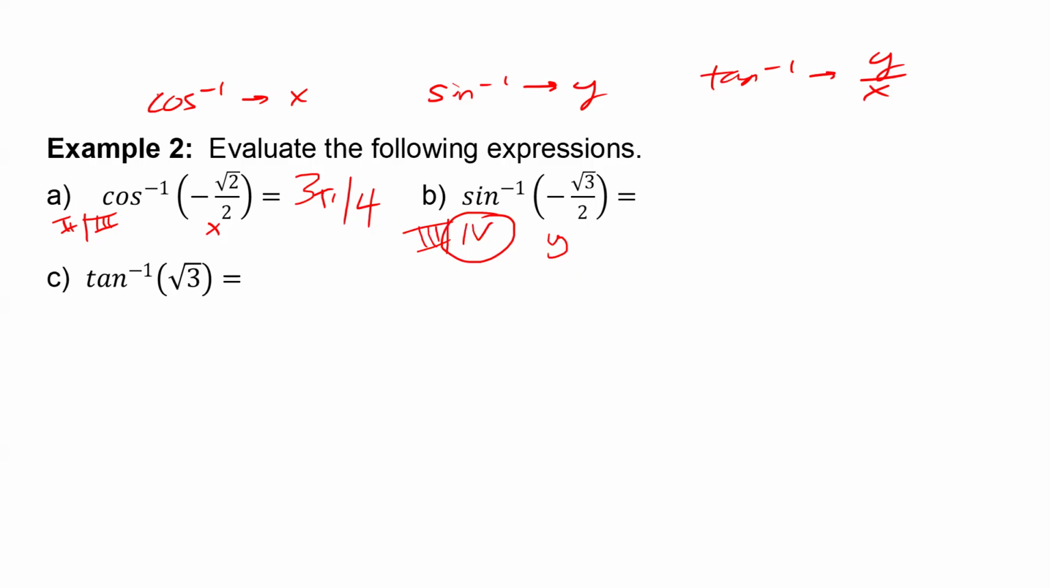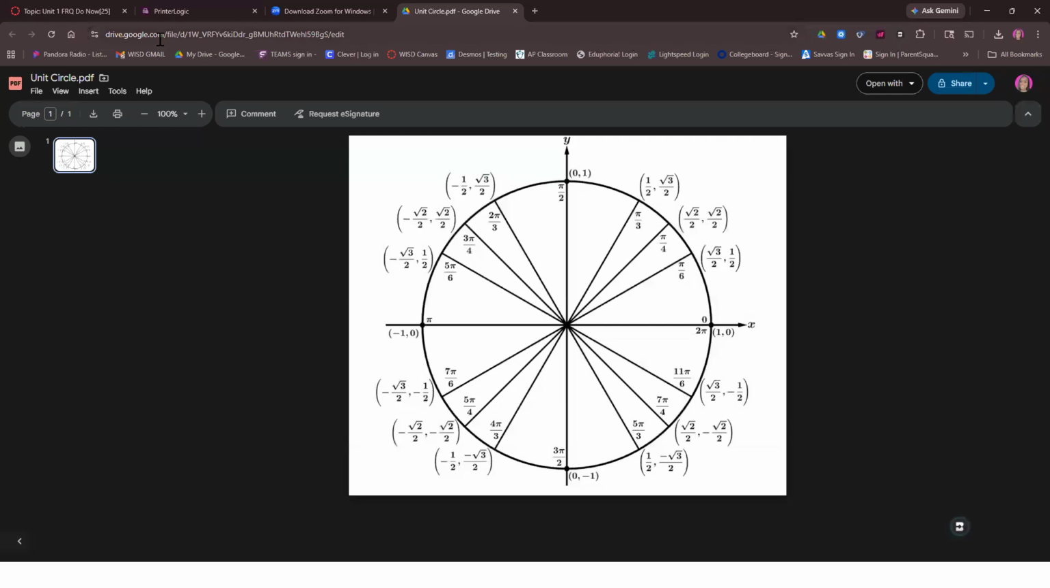So let me go back to that unit circle. All right, so we know we're in quadrant 4. We're looking for that negative square root 3 over 2. And negative square root 3 over 2 is at 5 pi over 3. We all see? Agree? That's where the y-coordinate is negative square root 3 over 2. And that's all it wants you to be able to do.